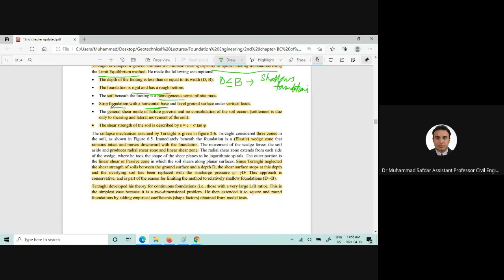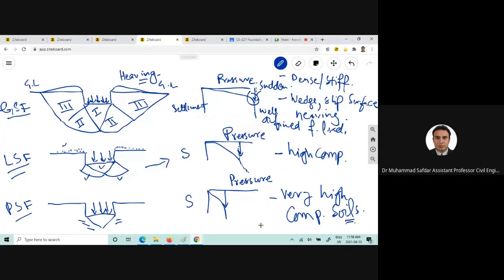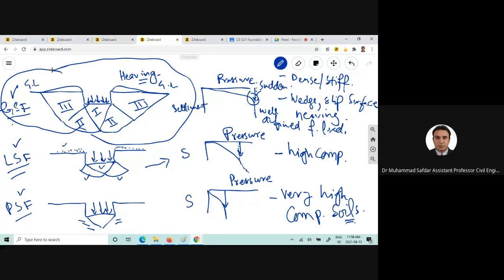General shear failure mode was assumed. We already saw that you might experience different types of shear failure modes. For example, the general shear failure mode, the local shear failure mode, or the punching shear failure mode. So Terzaghi's bearing capacity equation was only valid for this type of shallow foundation.